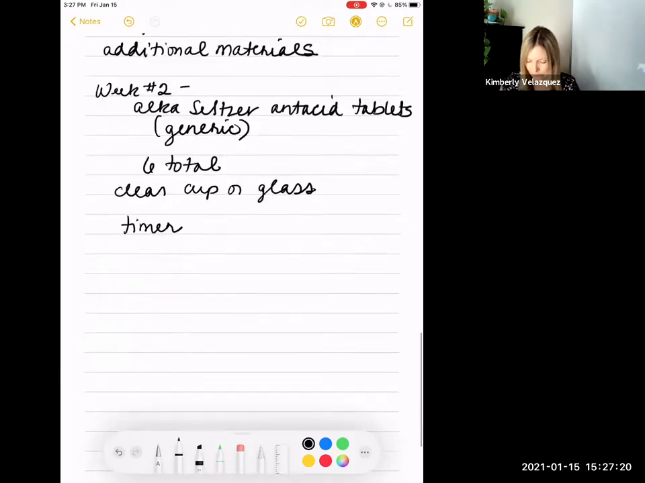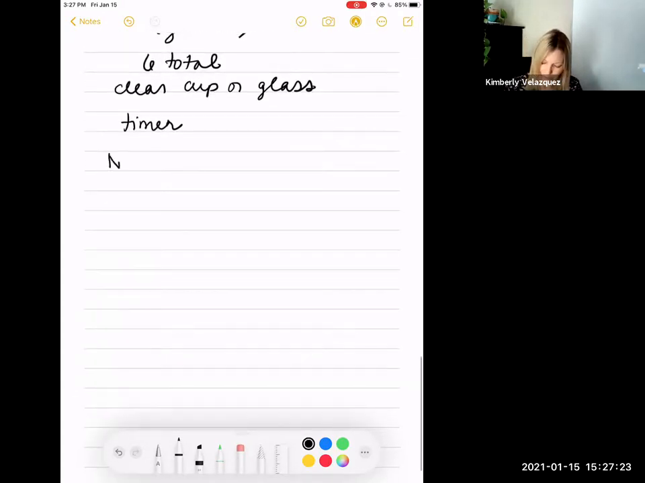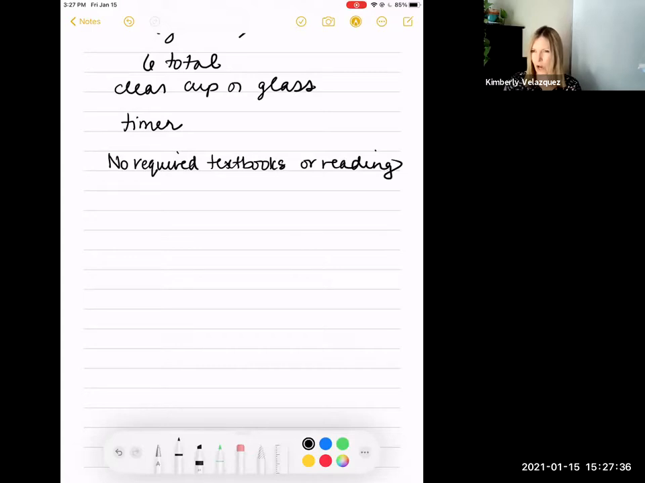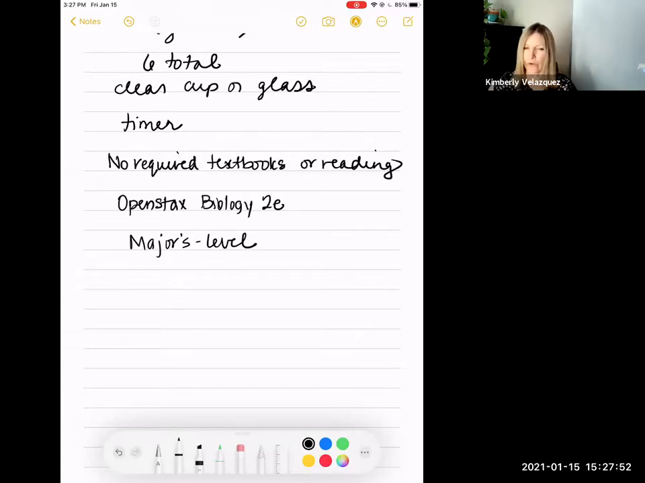Okay, textbooks. I've had a lot of questions about textbooks. There are no required textbooks for this class, and there's no required reading for this class. But some students do like to have a supporting textbook. So I have chosen an online textbook. It's called OpenStax Biology 2E, meaning it's the 2nd edition. And this is a majors level biology textbook.